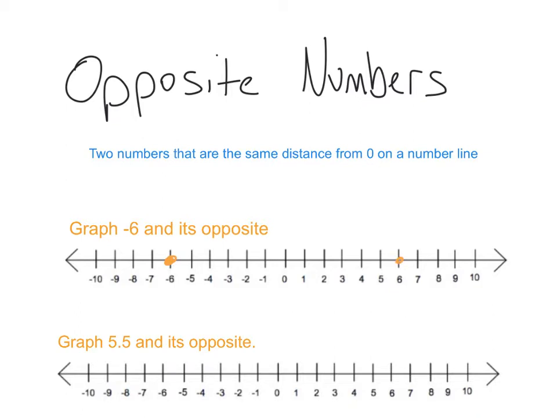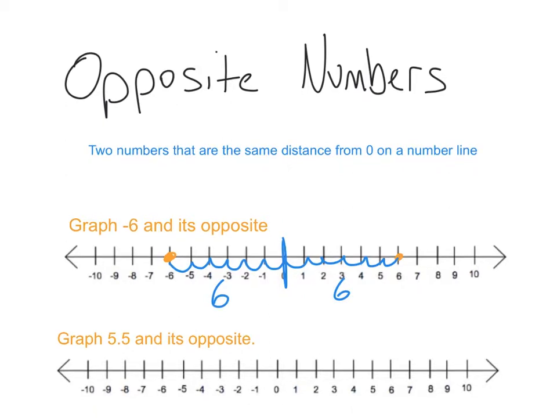And the reason we say it's the same distance from 0 is because if you count 1, 2, 3, 4, 5, 6 to get to 0, and then start the positive version, 1, 2, 3, 4, 5, 6. There you go. 6 away, 6 away. Mathematically, 6 and negative 6 are opposite numbers.